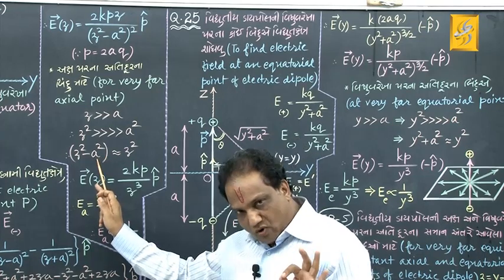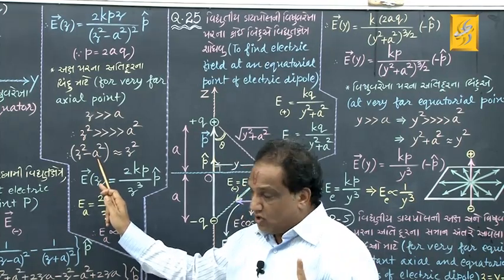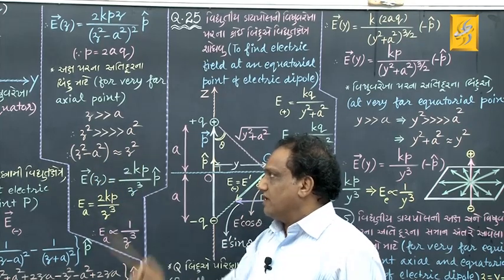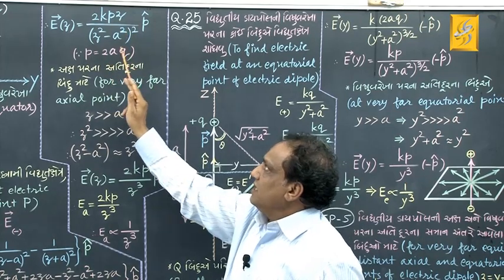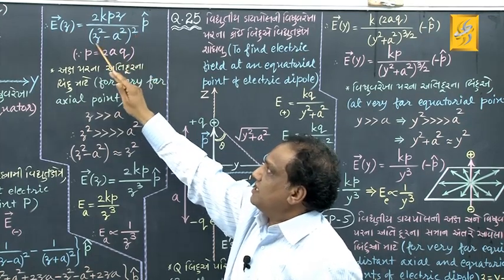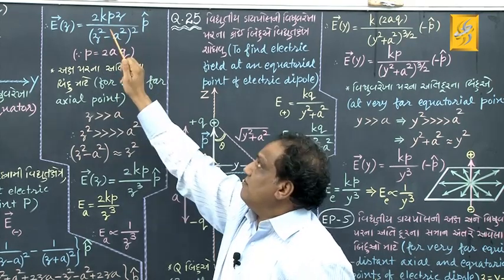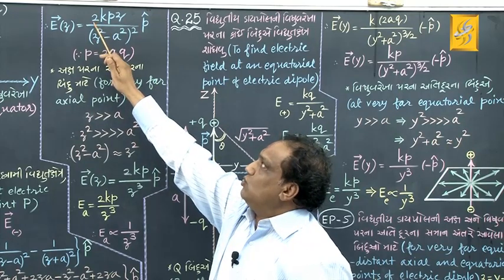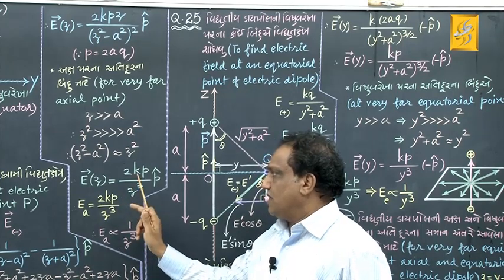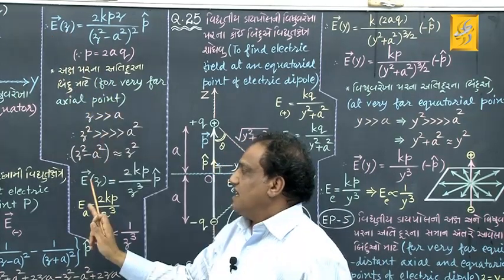If a square is negligibly small, we can neglect it in this subtraction or addition. So if you neglect a square because it is very small, then left out is only z square. So z square minus a square can be replaced by only z square. Just replace it here. In this denominator, if you neglect a square, then left is only z square and its square, that is z raised to 4. In the numerator there is one z, in the denominator z raised to 4. So one z will get cancelled. So ultimately, what is left out? 2kp upon z cube. This p hat I have written as it is. This vector E as a function of z I have written as it is.